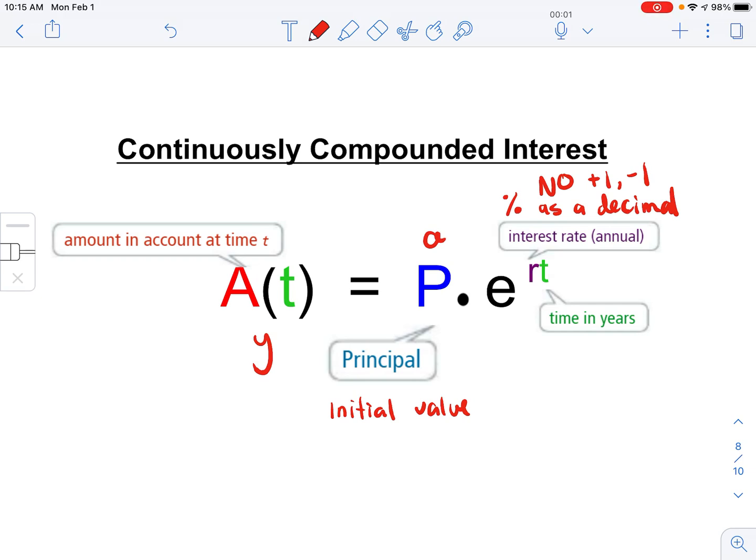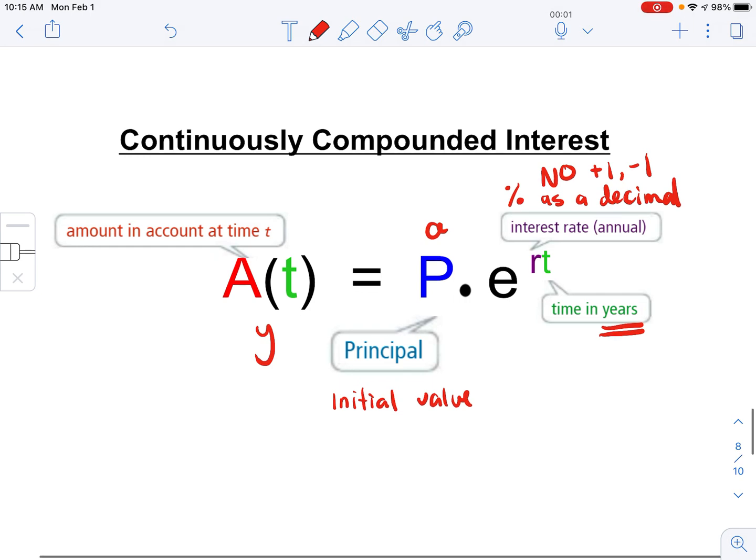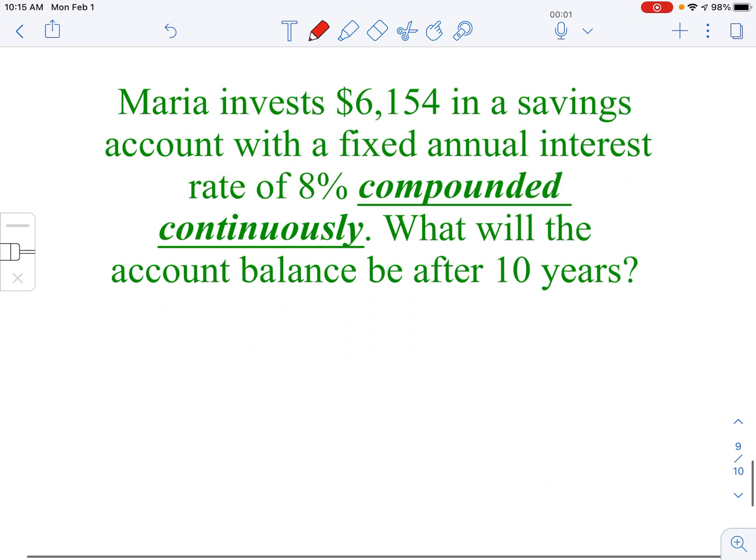Okay, and t is the same. Now, most of these questions, because it's compounding continuously and you're given an annual rate, we're going to see time in years. We will talk when it gets closer to Regents time about what to do when the exponent changes a little bit. Okay, so we have our question.